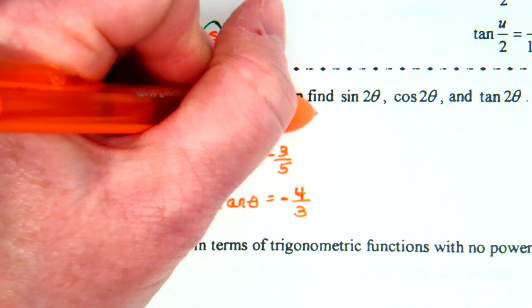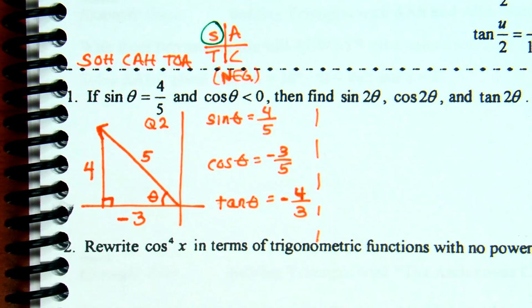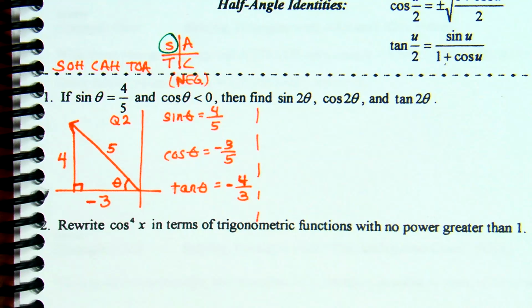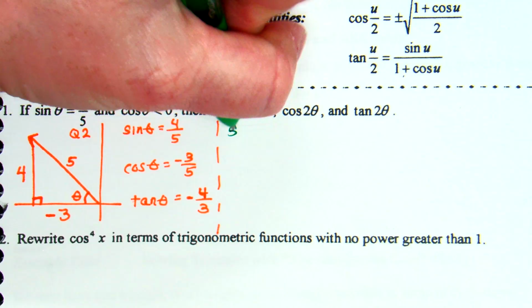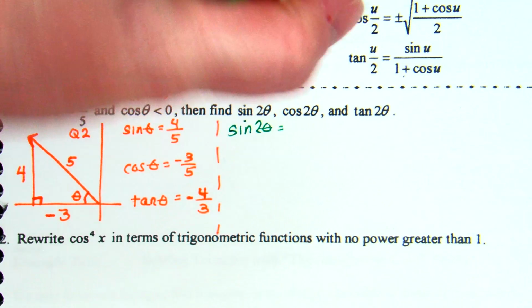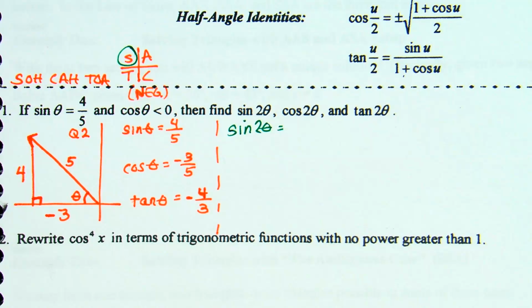Okay. So that's the information we need going into this problem. So now we're ready to actually start the problem. That was kind of all the pre-work. How am I going to find sine of 2 theta? We're going to use what from up above? The double angle identity.